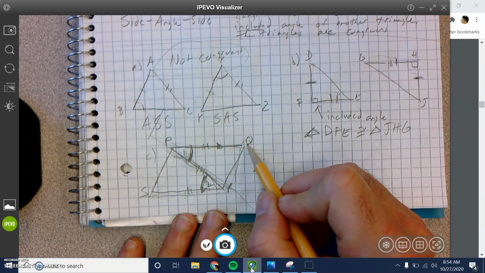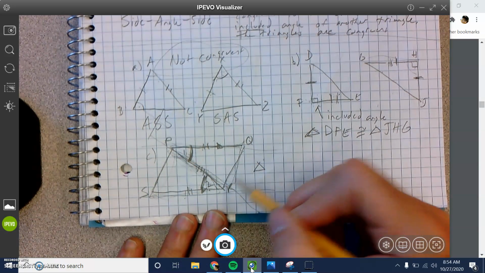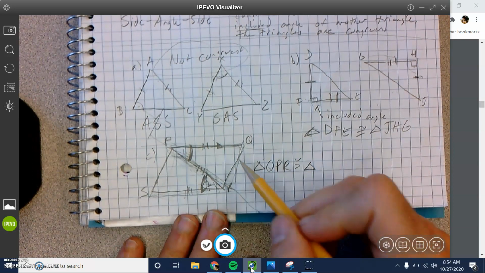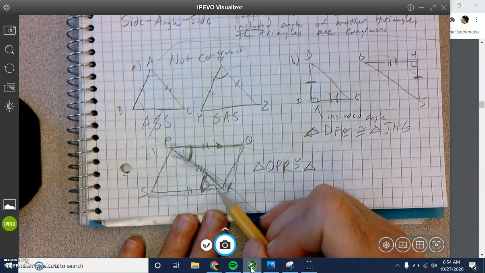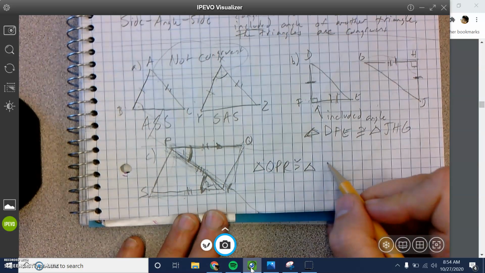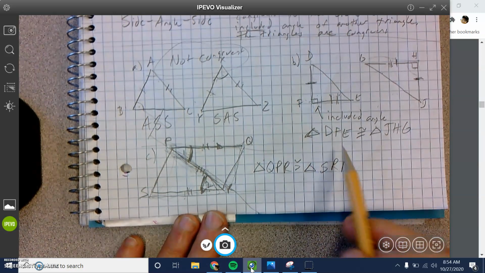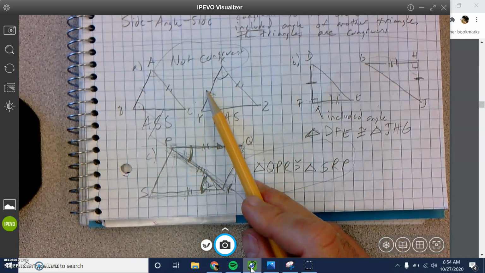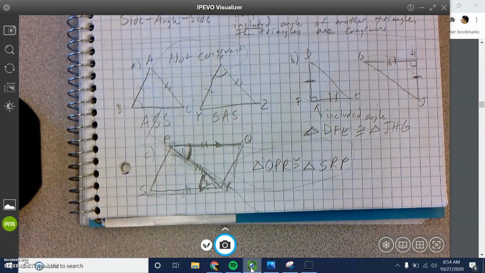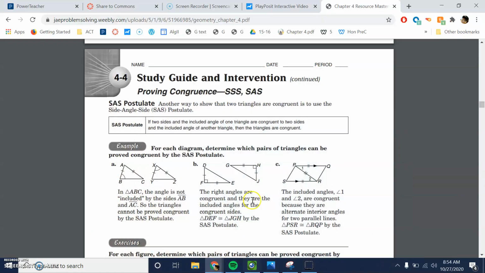So let's go Q, P, R is congruent to triangle, I went 2 to angle to 3, so 2 to angle to 3 is S, R, P. Boom, right there. So this is not congruent, this is congruent. These are congruent by the side, angle, side postulate. Okay, so let's keep going. Looks a little tricky. Don't worry.